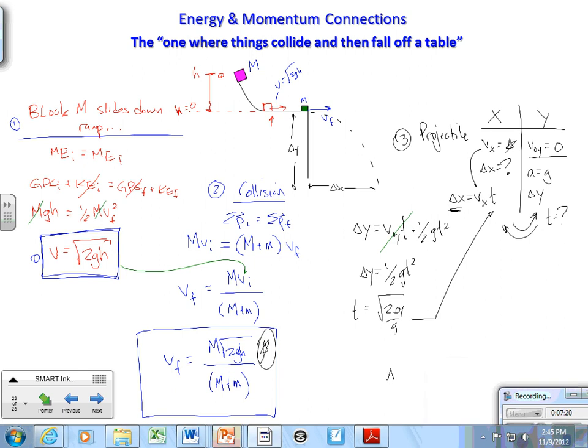So that means that we can really write an expression for delta x. How far does it go? Well, it goes Vx times t.